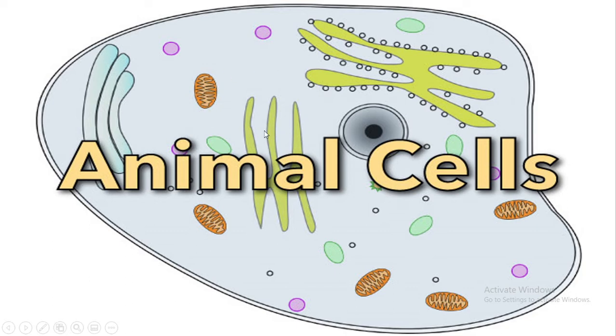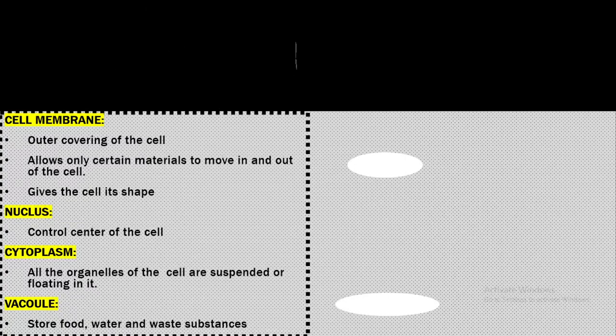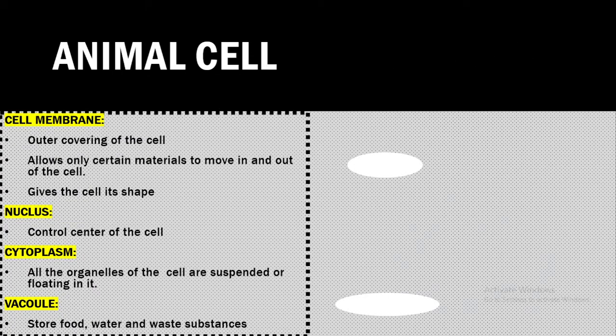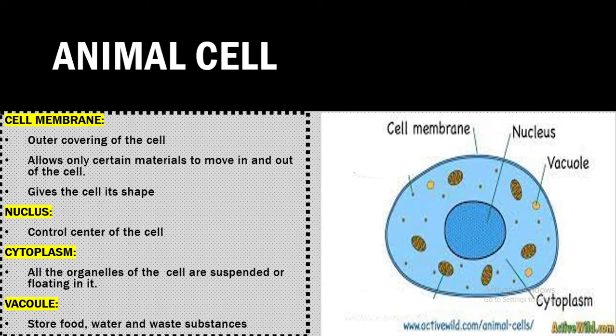And what are their functions? Yes, the animal cell. This is a picture of the animal cell. Okay, beta? First, you can see around the cell, this is called the cell membrane. It is called the cell membrane.